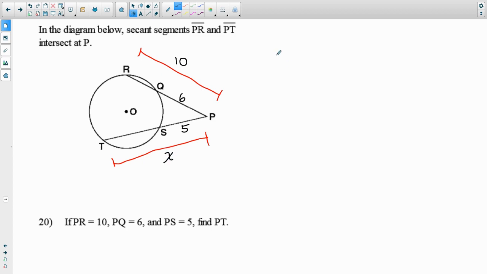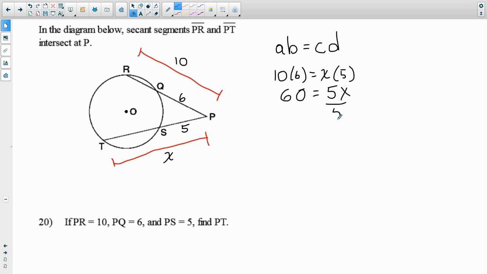And now I'm just going to remember that the whole of one times its exterior part is equal to the whole of the other times its exterior part. If I remember where my A, B, C, and D's are here, quite simply, we're going to have the whole times the exterior is equal to the whole times the exterior. And if we put that together, we get 60 is equal to X times 5, which of course I prefer to write as 5X. Divide by 5.